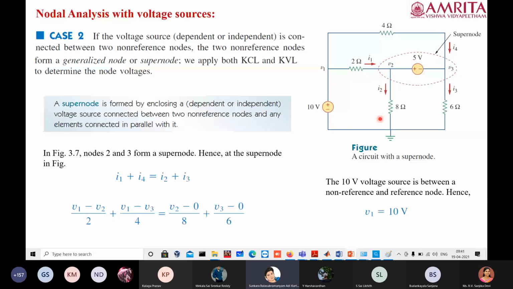But V1 is also feeding the 2 ohm resistor and the 4 ohm resistor. But what is the meaning of V1? It is the potential at this point with respect to ground, right? Whenever a voltage source is there between one node and the ground, it is the node voltage. Whenever you have a voltage source between a non-reference node and a reference node, the nodal voltage is directly equal to the value of that voltage source.